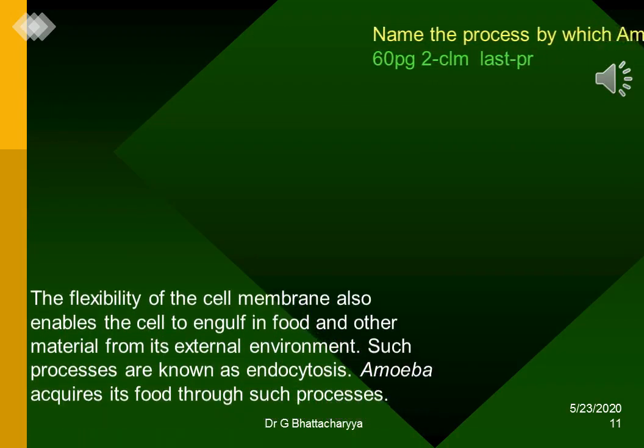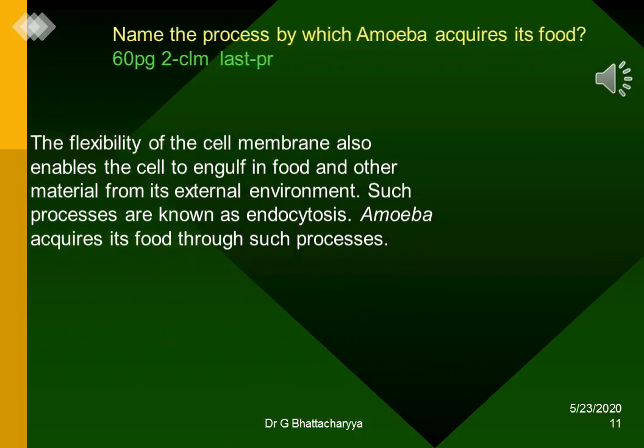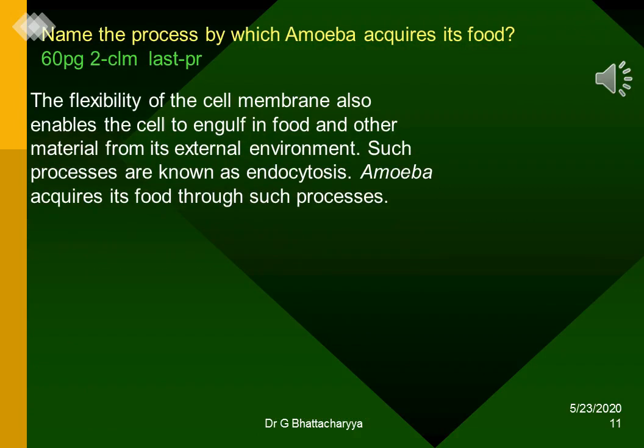Name the process by which amoeba acquires its food. The flexibility of the cell membrane also enables the cell to engulf food and other materials from its external environment. Such processes are known as endocytosis. Amoeba acquires its food through such processes.